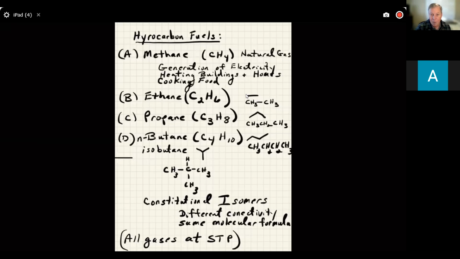Now, notice what I have up here, this little straight line. This is called the line notation for organic chemistry. And how you read this is anytime a line just terminates into space, that is a carbon atom there. And that is a carbon atom.